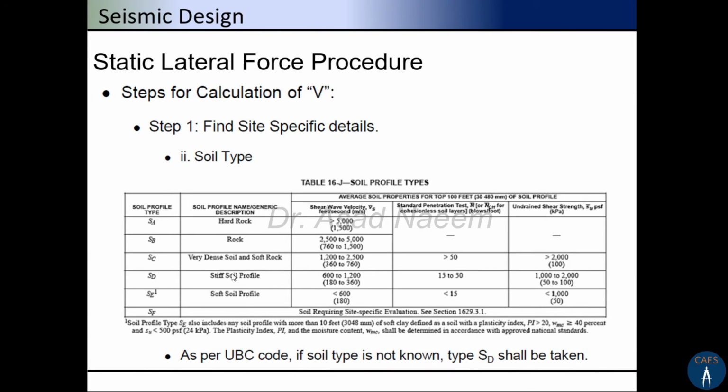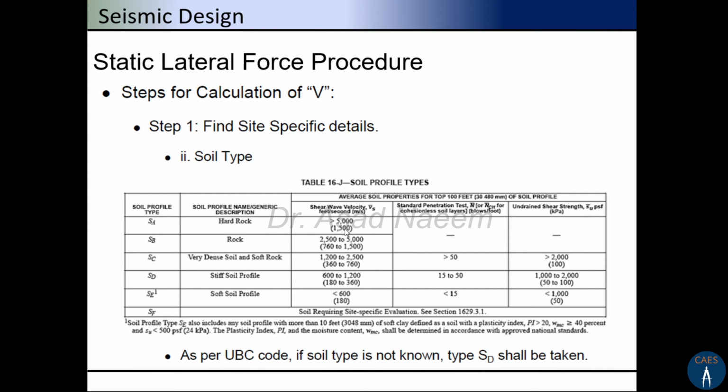So in order to evaluate our soil type, we have a table which is soil profile types. In this, soil type can be classified from SA to SF. There are different soil types, and to evaluate your soil, you need any of these three different parameters. This is the shear wave velocity at 30 meters depth, and then we have the standard penetration test value, or SPT N value, or we can calculate the undrained shear strength of the soil.